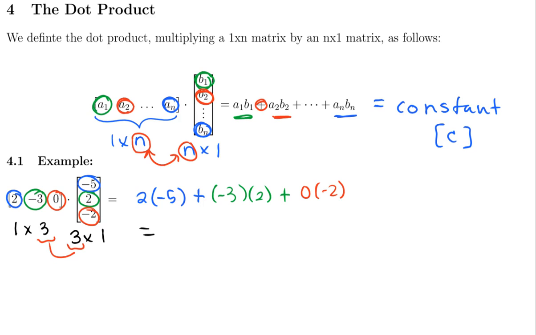So let's go ahead and multiply and add. We have a negative 10 minus 6 plus 0. And so our final answer is negative 16. Notice that we ended up with a single answer, right? A 1 by 1 matrix, just a constant, just a number. Okay? So now we'll go ahead and extend this idea of the dot product into matrix multiplication. So if we have larger matrices than just 1 by 3 and 3 by 1.